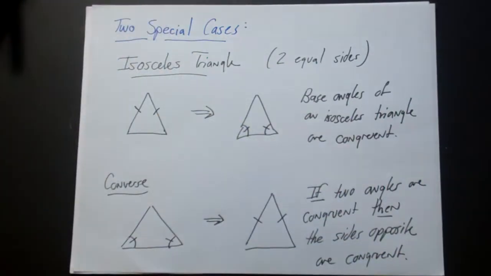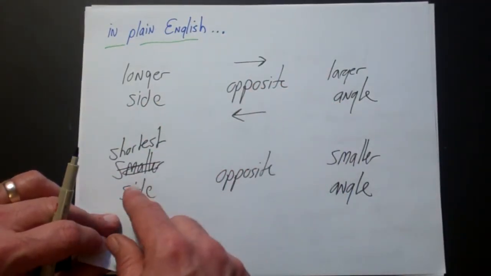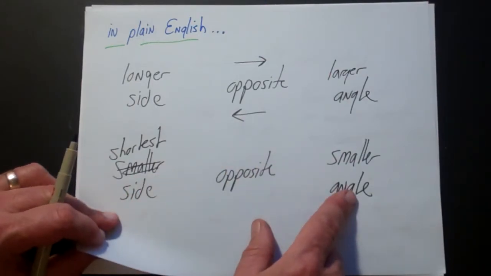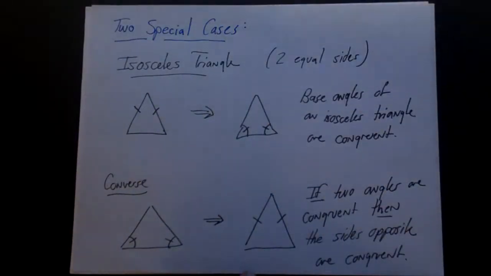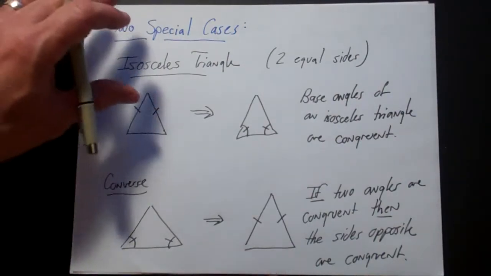This kind of makes sense if we think about it. Remember, the longer side is opposite the larger angle, the shorter side is opposite the smaller angle. It makes sense that if those two sides are equal, then the two angles are equal, and vice versa.